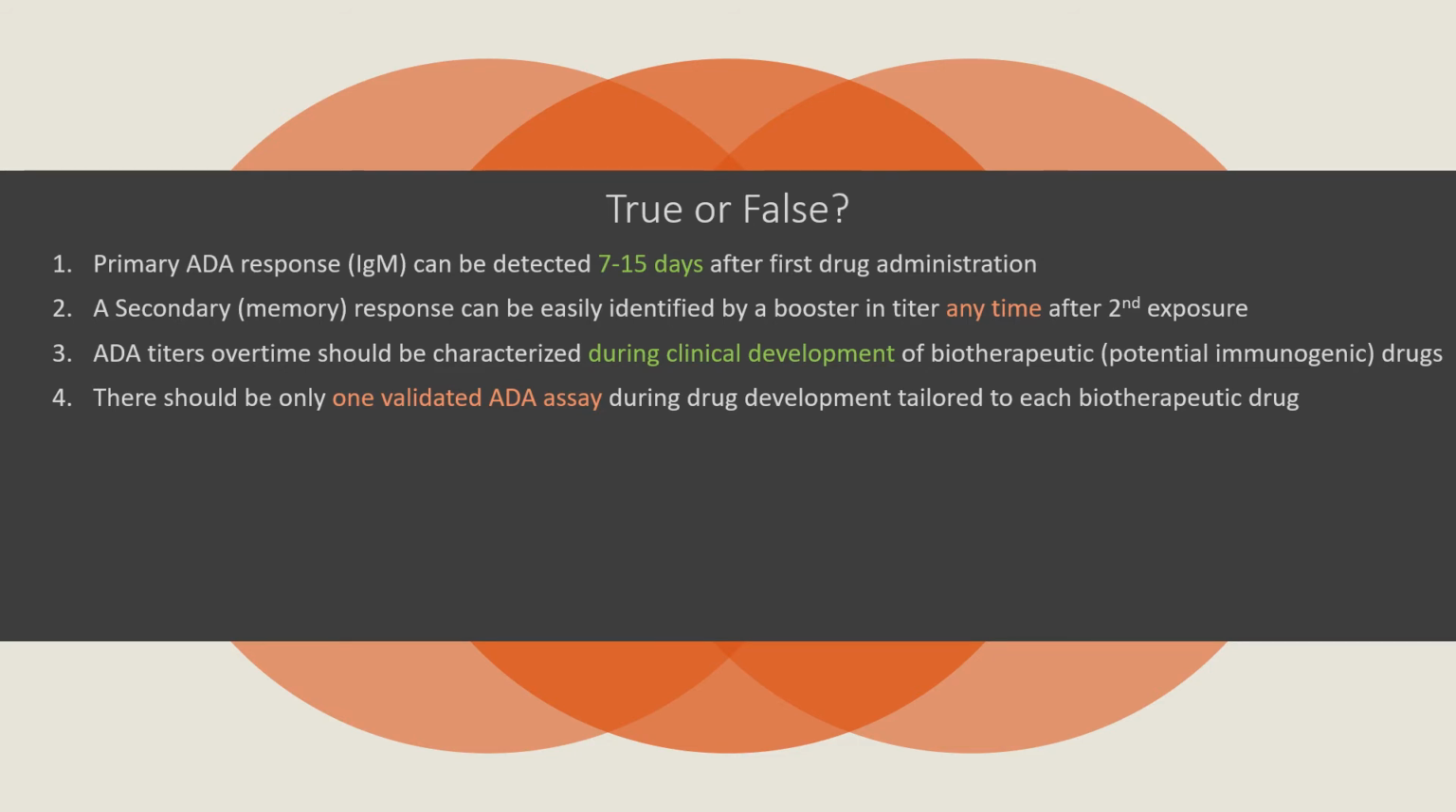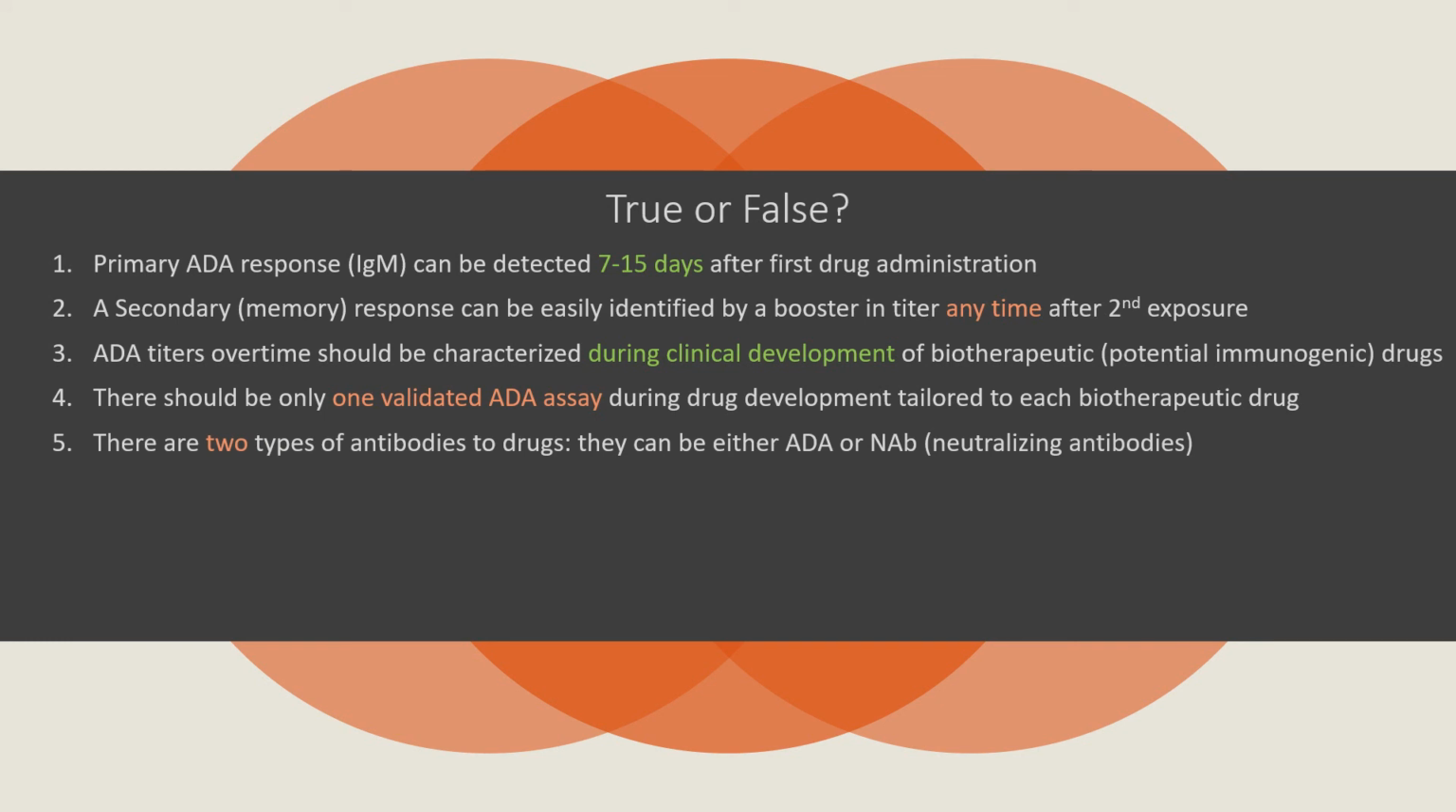Let's take a look at the last three questions. There are two types of antibodies to drugs. They can either be anti-drug antibody or neutralizing antibodies. It's not true. The neutralizing antibodies are a subset of anti-drug antibodies. Not all anti-drug antibodies are neutralizing, but all neutralizing antibodies are ADAs.